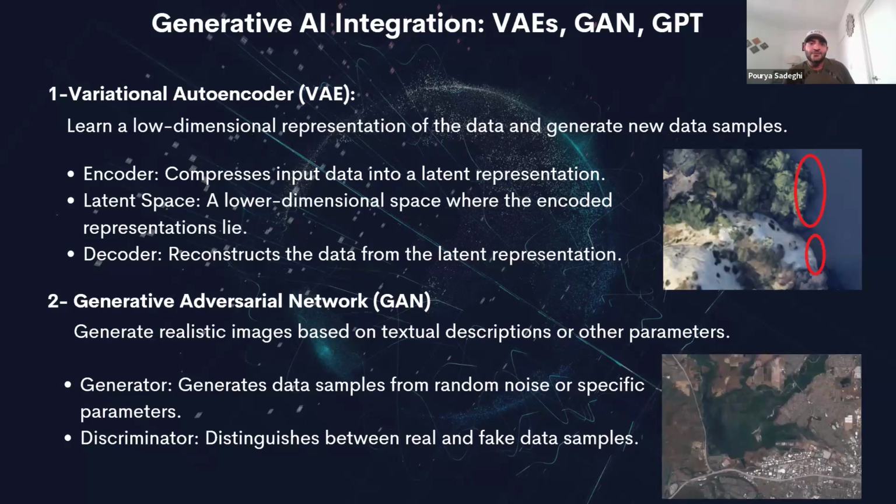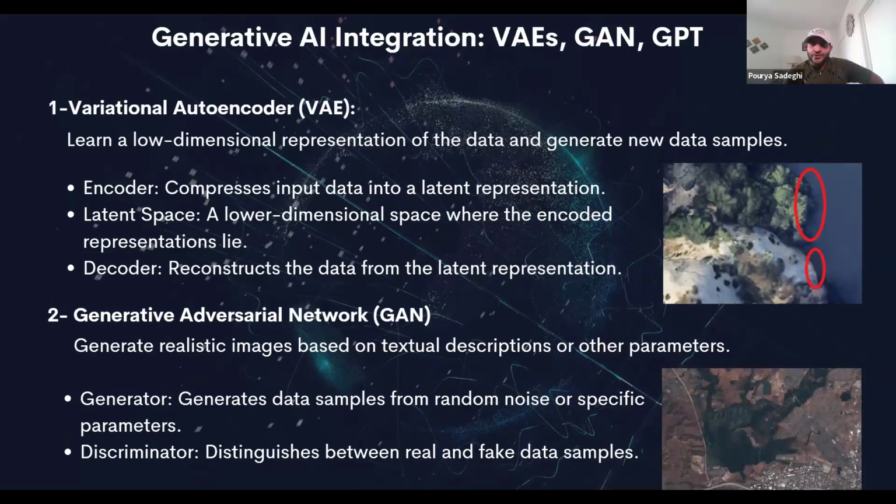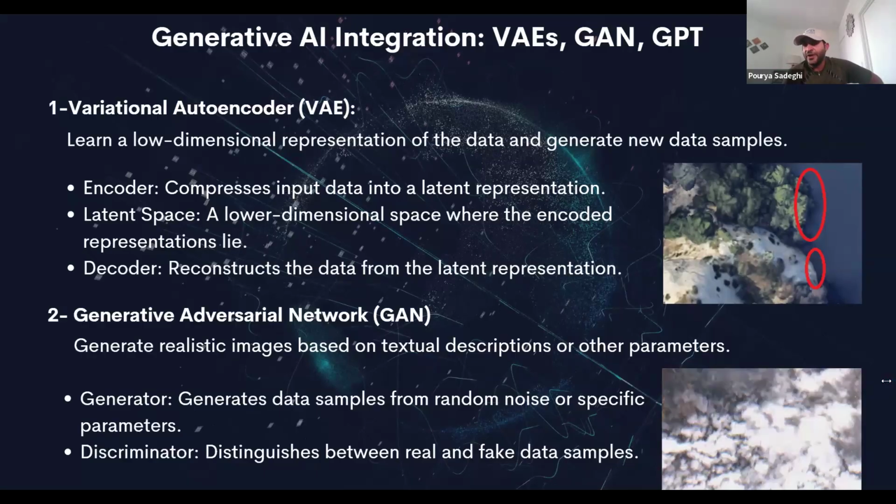And then for GANs, we have two main components, which are generator and discriminator. So for generator, as I said, the generator creates a random noise for a specific parameter. And then the discriminator wants to determine if this generated picture is real or fake.